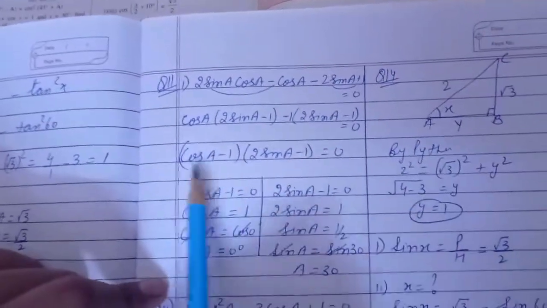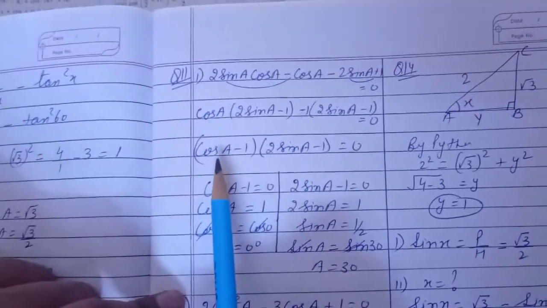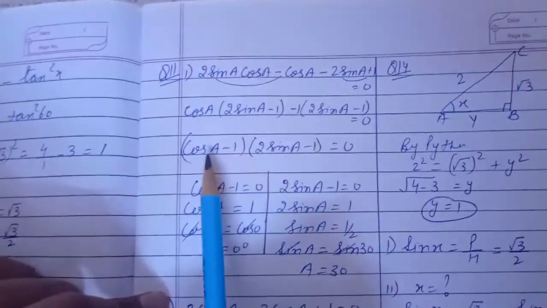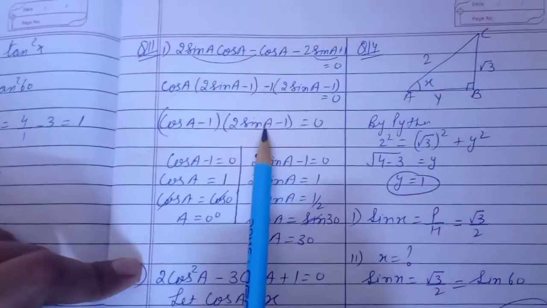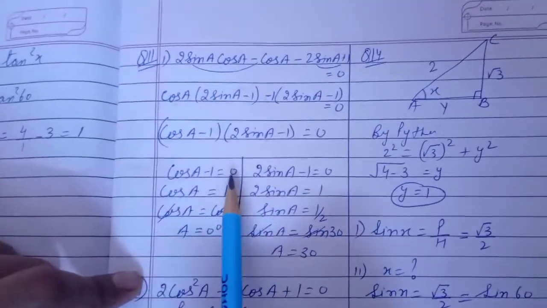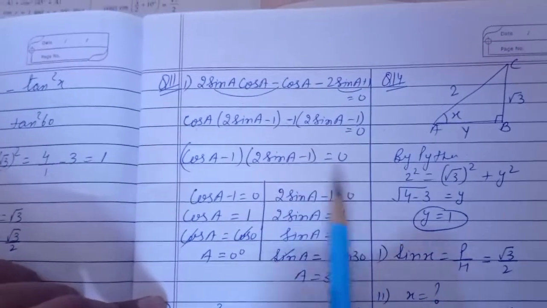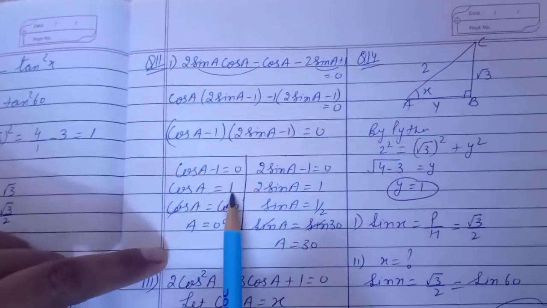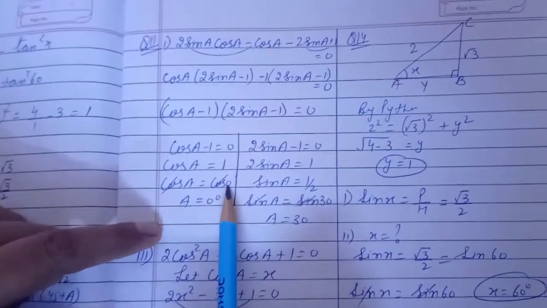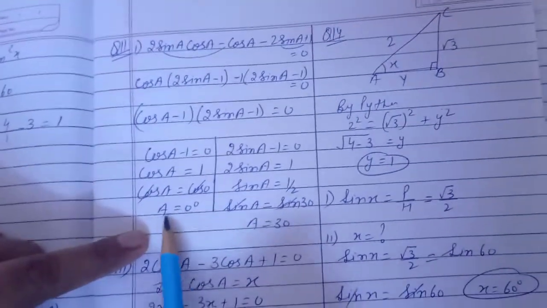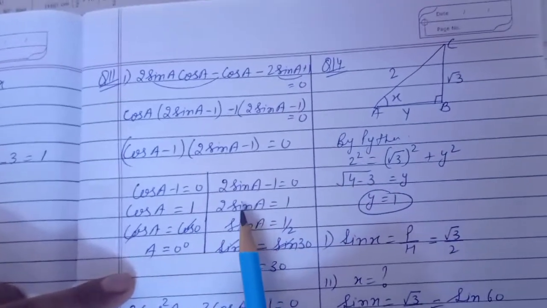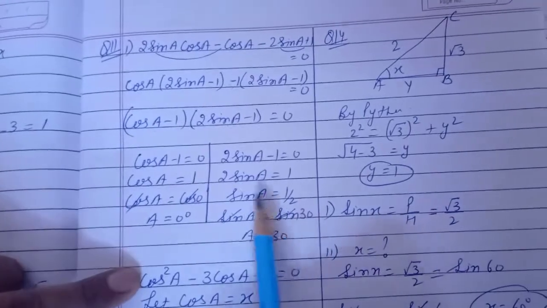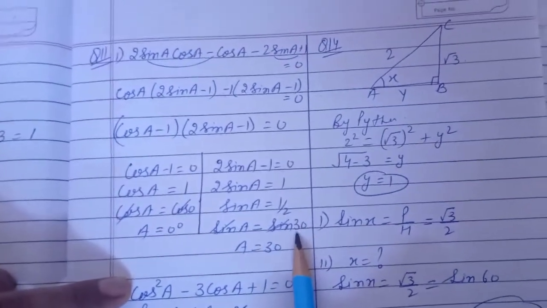So, already you have solved these kinds of problems: when the product of two terms is equal to 0, either one of them should be 0. Either this should be 0 or this should be 0. Cos A minus 1 is equal to 0. 2 sin A minus 1 is equal to 0. Clear? So, take 1 this side, cos A is equal to 1 and cos is 1 at which angle? Cos 0. Cos will get cancelled. A is equal to 0 degrees. From here, 2 sin A, take 1 this side and then 2 is taken over here. Now, sin is 1 by 2 at which angle? Sin 30.